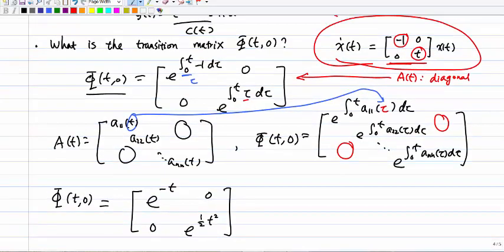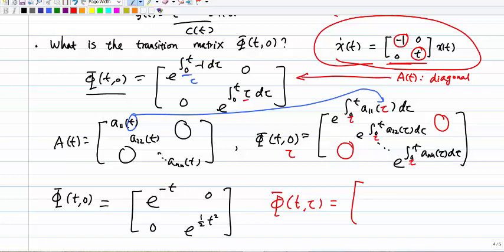So if I do the calculation, I can get a transition matrix Φ(t, 0) = [e^(-t), 0; 0, e^(-1/2 t²)]. If we do the integration, okay, don't do the computation. As a matter of fact, you also can have Φ(t, τ), where, in the integration, you change this one to τ, change this one to τ, change this one to τ.